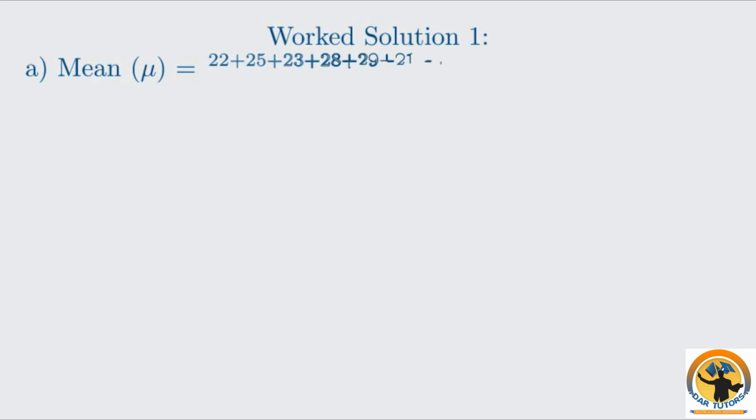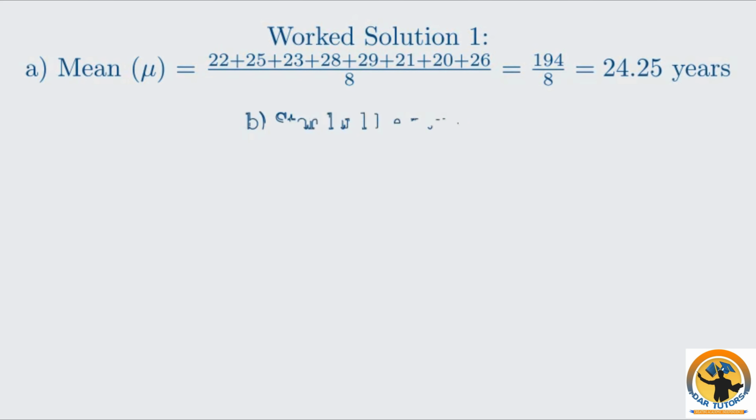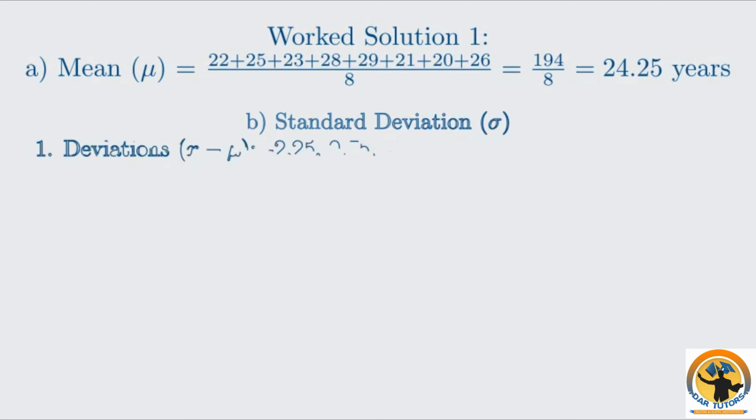And here is the solution. First, we find the mean by summing the 8 ages and dividing by 8, which gives us 24.25 years. Next, we calculate the standard deviation using the population formula.